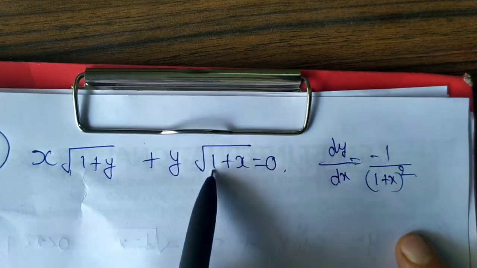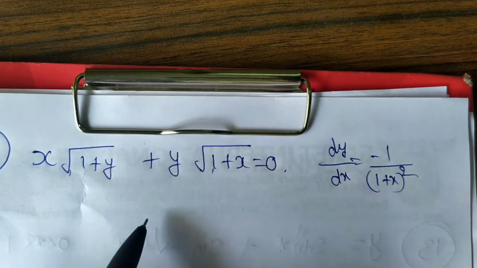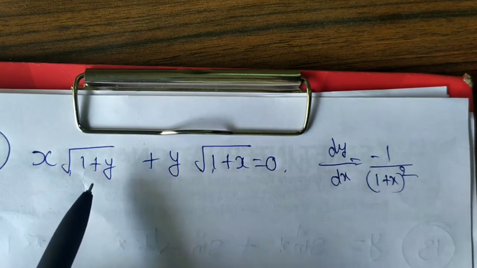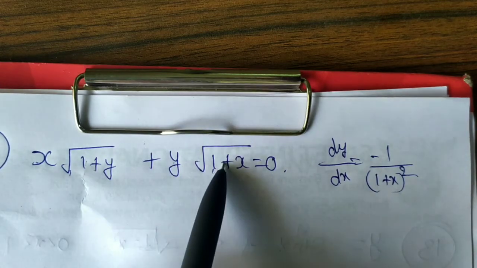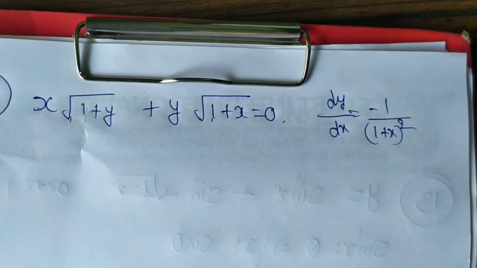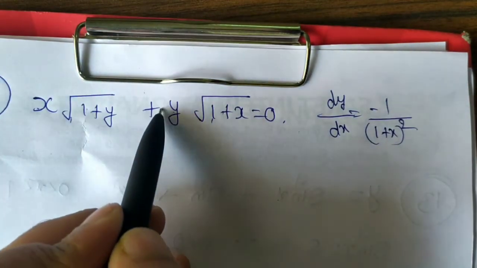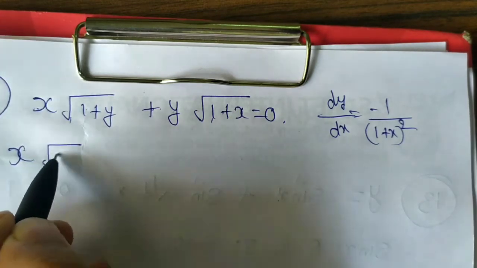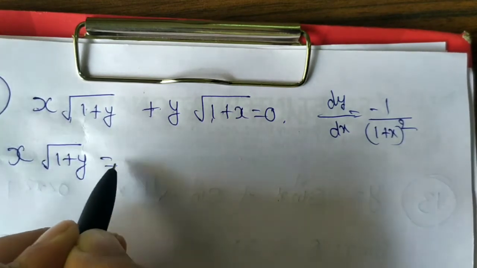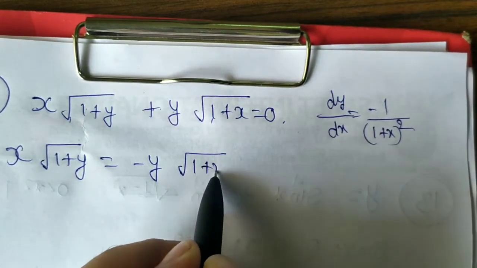It is given to us. So now if you directly differentiate it, then it becomes somewhat complicated, because here we have to use the product rule, here also we have to use product rule. So I will suggest to you, before differentiation we will simplify this question. So transfer this term to that side, so it will become x root of 1 plus y equal to minus y root of 1 plus x.